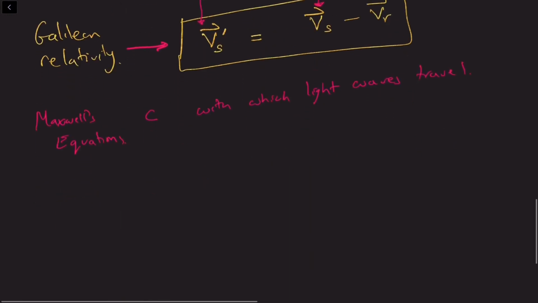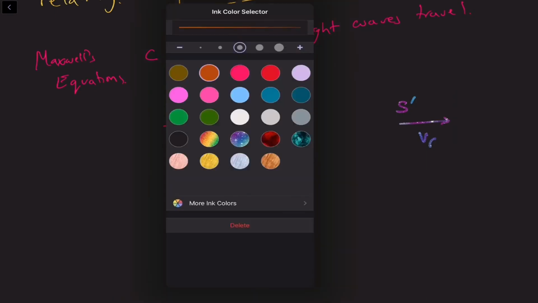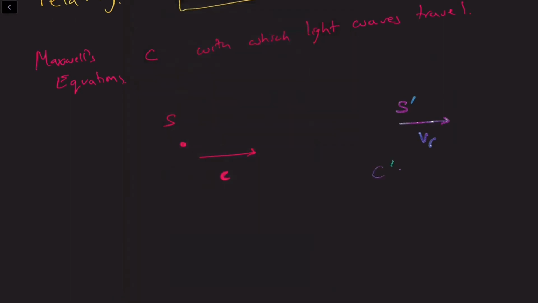So what this means is, if I have a particular observer, S, who is, let's say, at rest, they see light moving to the right with a speed c, and you now have a different observer S prime, who is moving to the right at a speed vr relative to the first observer. What you would expect is that the speed of light as seen by this second observer would be some c prime, which would be related to the original speed by c minus vr. Okay, that is, they would see a reduced speed for the speed of light.